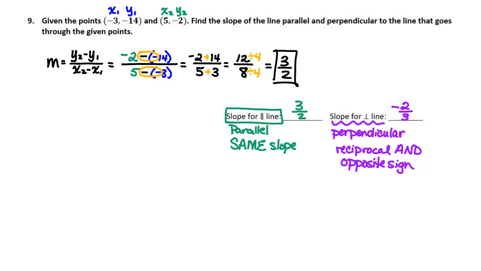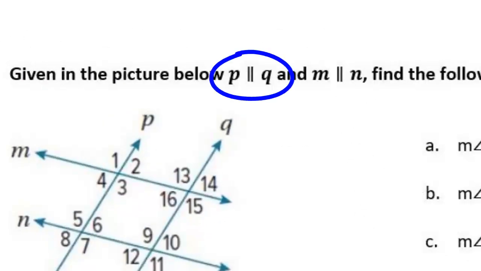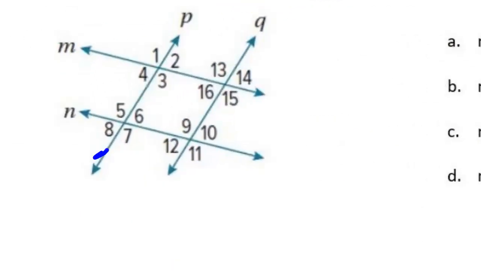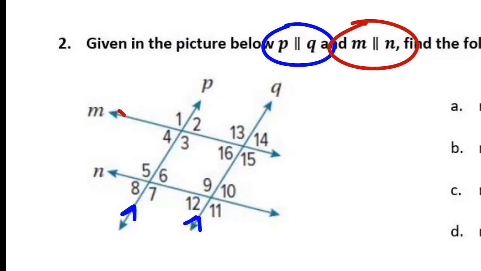What else would you guys like to see off of this review? You said number 2? Absolutely. All right, so on problem number 2, we were told that line P is parallel to line Q, and we were told that line M is parallel to line N.